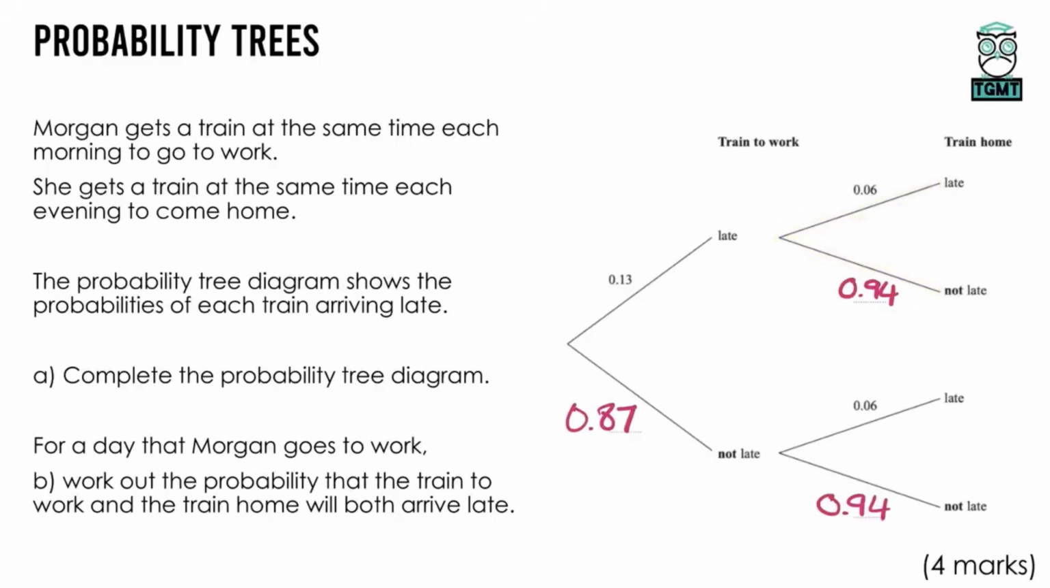Now it says here, for a day that Morgan goes to work, work out the probability that the train to work and the train home will both arrive late. Now it's quite common on these questions that the route that it's asking for were already given to you. Just allows you to at least answer part B if you can't do part A. So here we are given those two, and all you need to do is multiply the two decimals, or fractions if it's fractions, together.